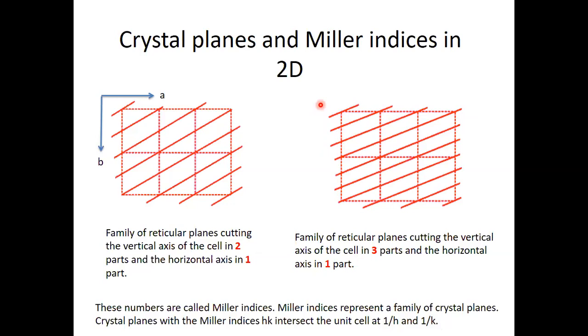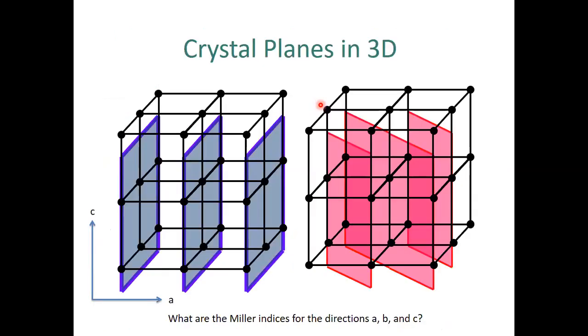All right, now in 3 dimensions, we basically have the same, but we do not have 2 Miller indices, but 3 Miller indices, not only H and K for the lattice parameters A and B, but also L for the lattice parameter C. Okay, so let's practice crystal planes in 3 dimensions a little bit by these 2 simple examples.